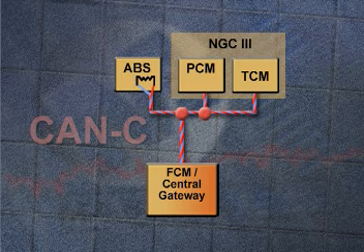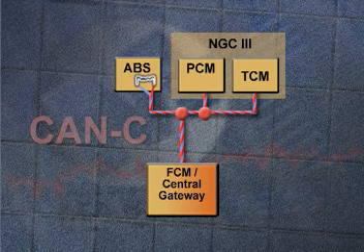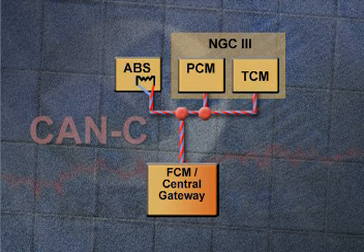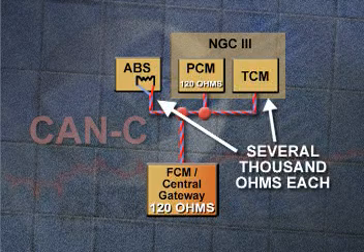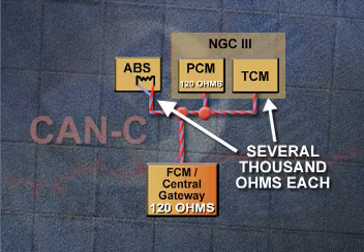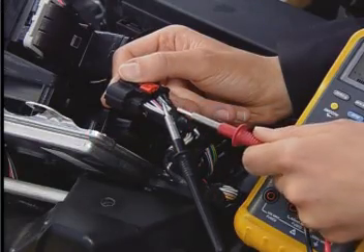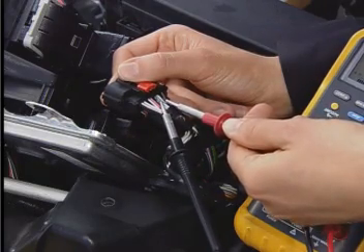Termination resistance is also handled differently on the CAN-C bus. Resistance is inserted between bus plus and bus minus instead of between the bus wiring and ground. Two modules have a resistance of around 120 ohms apiece, and the others have a resistance of several thousand ohms each. Also, unlike CAN-B, the resistance is present with the key off, and you can check it with an ohmmeter.